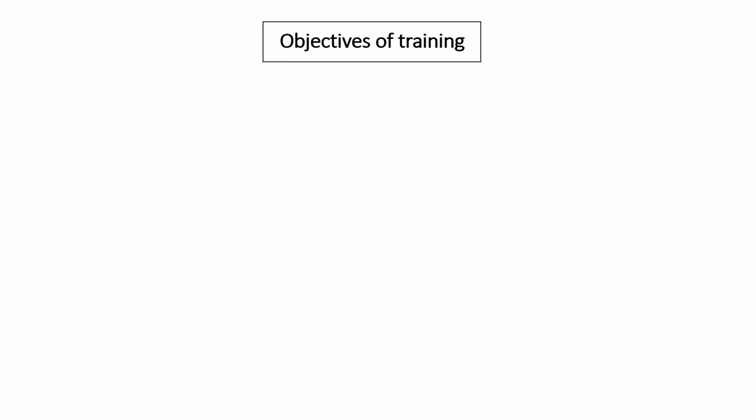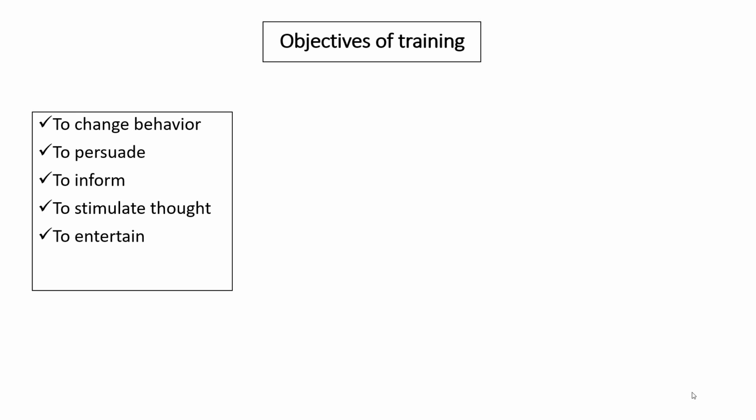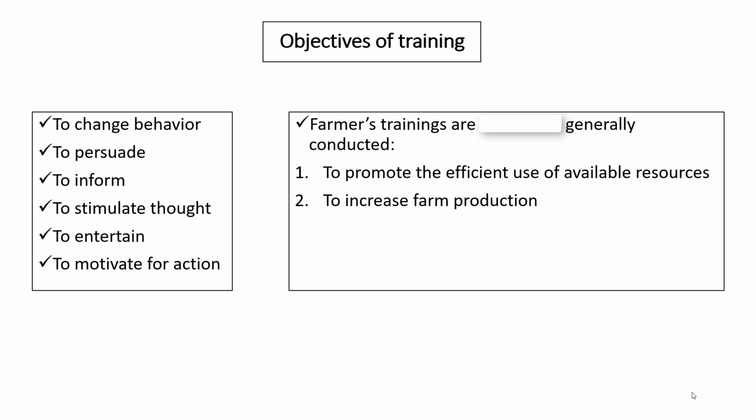Objectives of training. Generally, trainings are conducted to change behavior, to persuade, to inform, to stimulate thought, to entertain, and to motivate for action. Similarly, farmers' trainings are generally conducted to promote the efficient use of available resources, to increase farm production, and to transfer technology to the farmers.